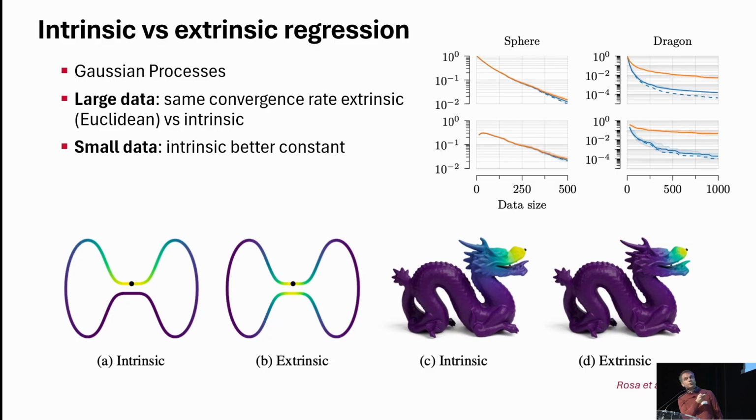So for instance, if you do it on a sphere, which is a nice shape, okay, it's curved, but it's a nice shape, you don't see a big difference between doing extrinsic versus intrinsic. But if you do it on the dragon, where you have these non-convex scenarios, then you see that there is a big difference. There is a gain in doing intrinsic regression with respect to the extrinsic one. So in a way, being aware of the geometry that you are on the dragon, and not that you are in R3, matters. Not in terms of convergence rate, but in terms of the constants that you can get. So when you are in a low data regime, if you want.